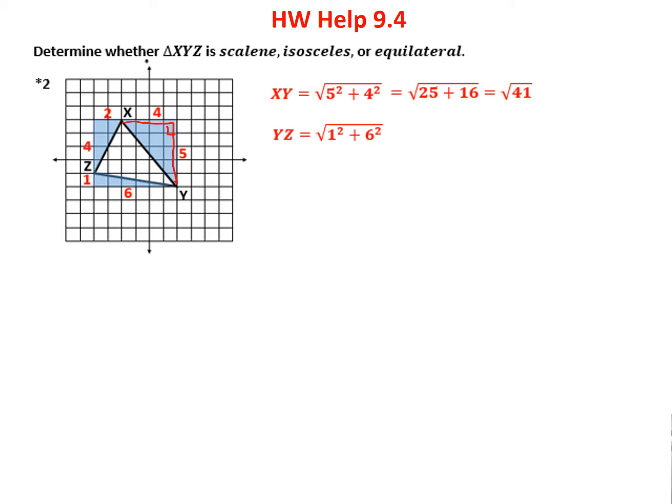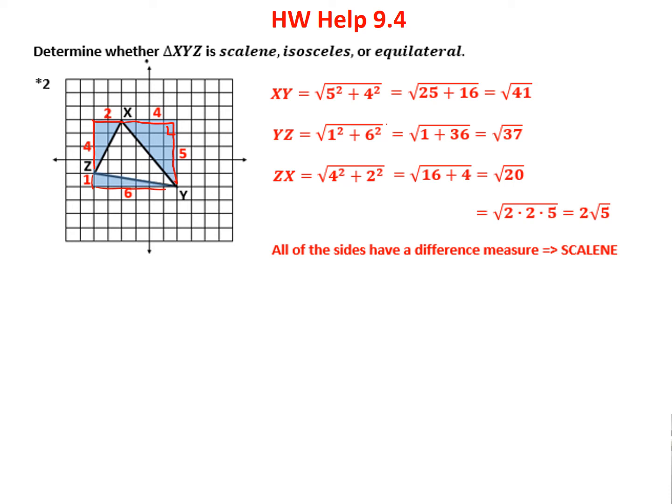My next one, notice my triangle here is 1 and 6. So that's going to be 1 squared plus 6 squared. So 1 and 36, or the square root of 37. So those are not equal. And then my last triangle, ZX here, the sides of that right triangle are 2 and 4. So I end up here with 4 squared plus 2 squared, which is 16 plus 4, or the square root of 20. Now looking at those, I notice that none of them are the same. And when you have a triangle where all three sides are different, you have yourself a scalene triangle.